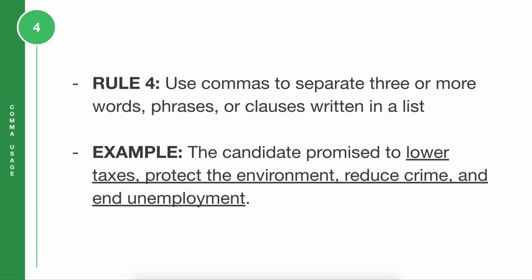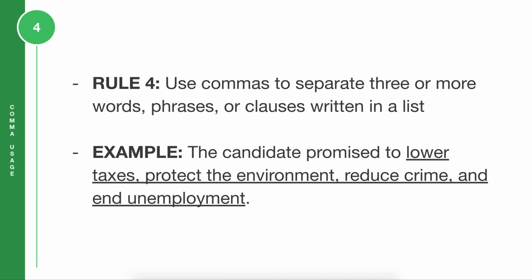Rule number 4. Use commas to separate 3 or more words, phrases, or clauses written in a list. So whenever you write a list, you are going to put commas between the items. Here's our example. The candidate promised to lower taxes, protect the environment, reduce crime, and end unemployment. Notice that there is a comma between all of those.